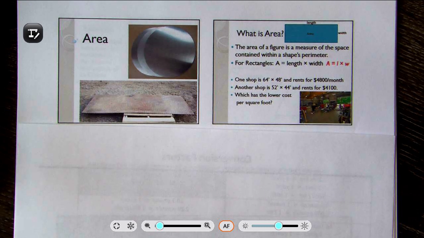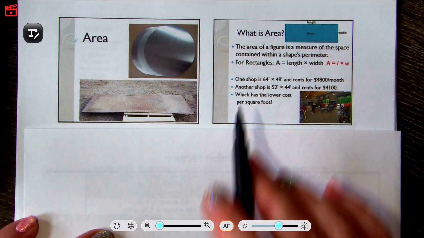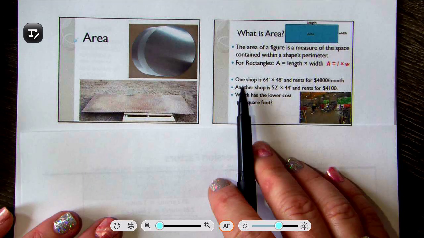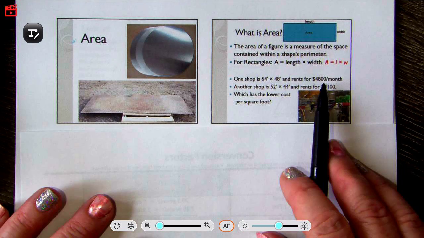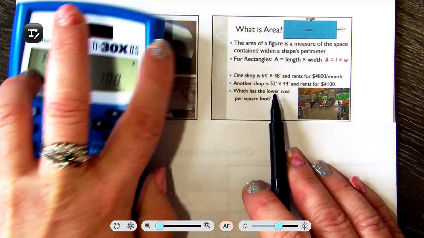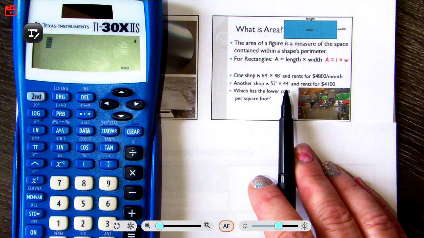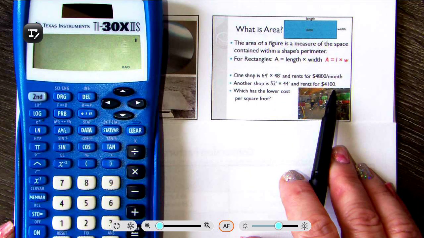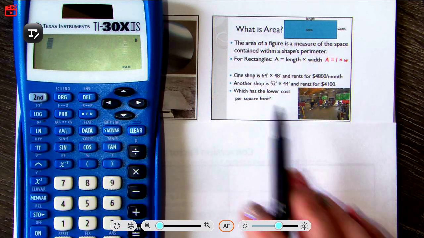So we're going to first of all start with a problem here. We have a shop, or actually we have two shops. One shop is 64 by 48, and it rents for $4,800 a month. Another shop is 52 by 44, and it rents for $4,100 a month. We want to know which one has a lower cost per square foot.